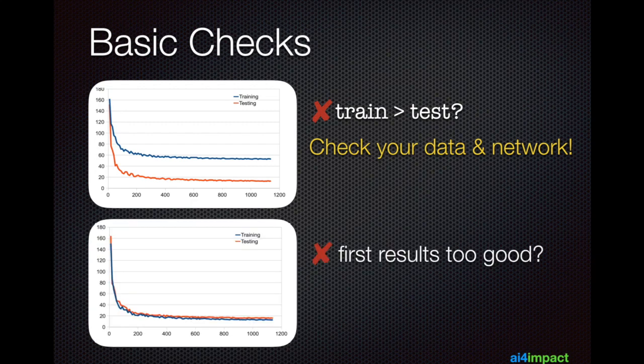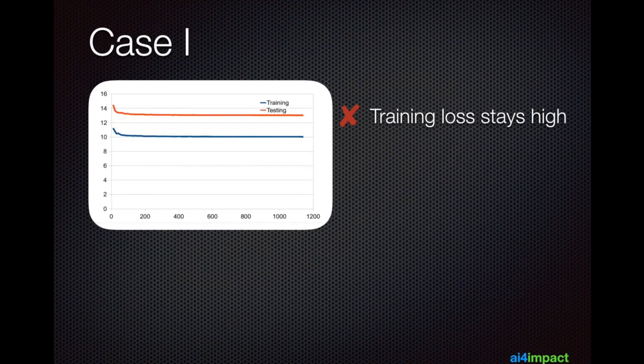If, on the other hand, the results look too good, and by too good I mean that the train and test losses are very close to each other, then you want to again check for overlapping test and train data sets. Once you're done with these basic checks, there are 3 other scenarios that your training could fall into. In the first case, both test and training losses remain high. What this means is that the network is simply unable to learn.